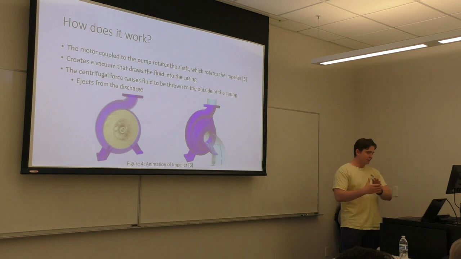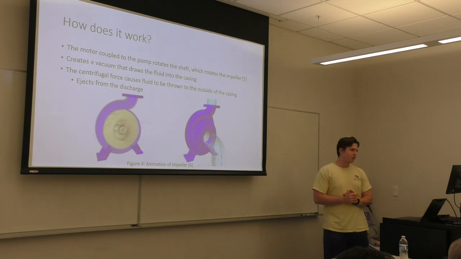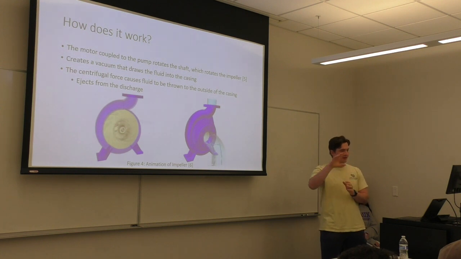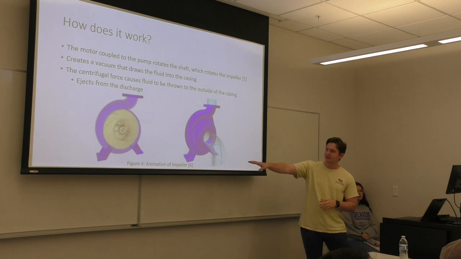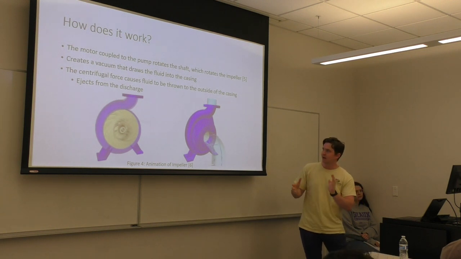So how does a centrifugal pump work? The motor is connected to the shaft, and that is connected to the impeller, and the motor converts electrical energy into mechanical energy to spin these. After doing this, it creates a vacuum that draws the fluid into the casing and creates centrifugal forces that cause the processed liquid to be thrown around to the outside of the casing and up into the discharge. And I have some animations right here to help visualize that entire process.